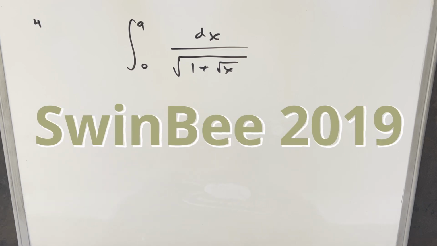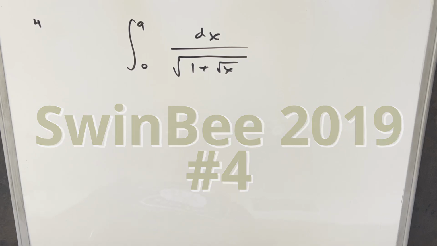Okay, we have here today another integral from the Swinbee 2019. This one's problem 4. We have the integral from 0 to 9 of 1 over the square root of 1 plus the square root of x dx.